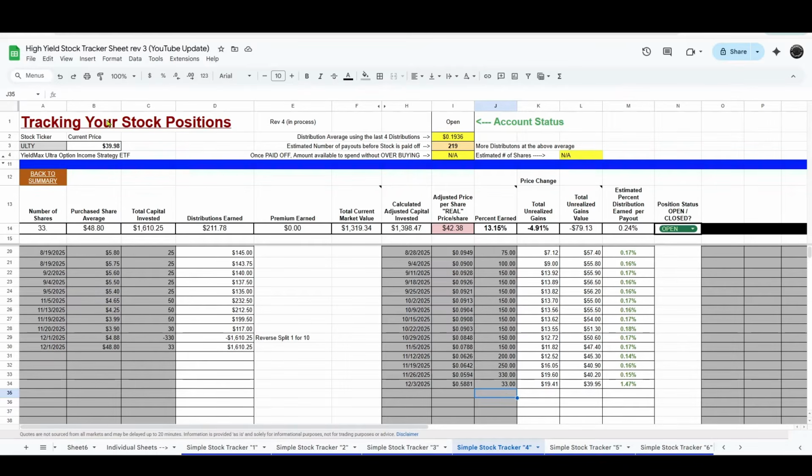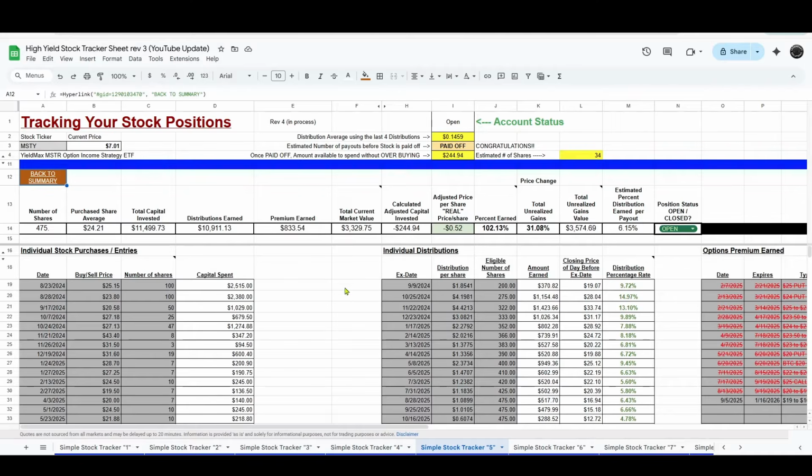Now, since the price of ULTY is below my real price per share, then if I were to buy shares at the current price, I will be able to also lower that real price per share even more. And that's the reason it's good to always look at the summary page, as that can help you focus on the ones that will benefit you the most by purchasing.